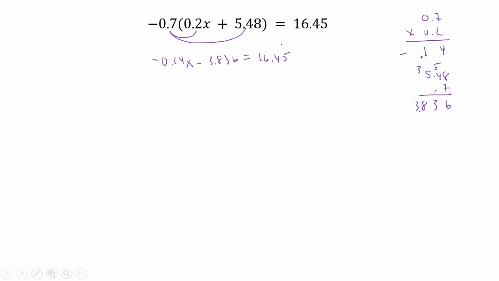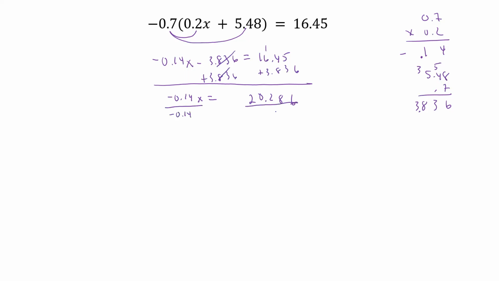All right, so now what do I need to do? Well, now I need to isolate the x, so let's add 3.836 to both sides. So this cancels this. We get a negative 0.14x equals, and over here, if we add that, that's going to be 20.286. And now I solve for x by dividing by a negative 0.14. Divide that by the 0.14, and I'm just going to put the negative out front.